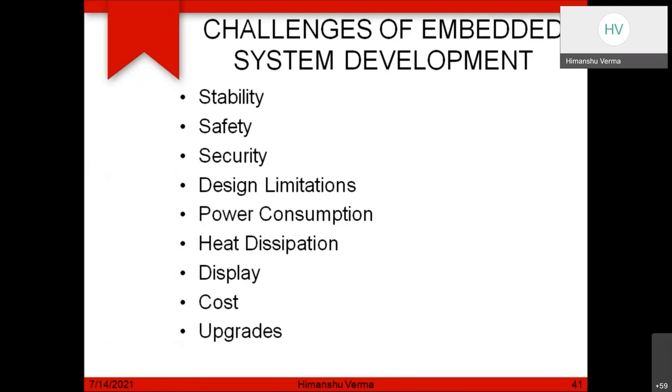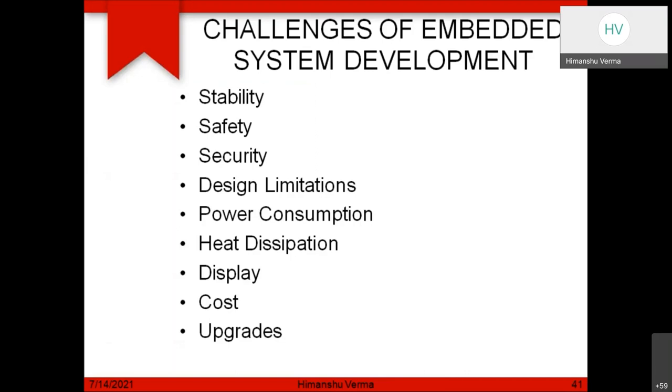For example, and I'm not talking about embedded systems, just a daily life example, everybody wants a mobile phone which has a large battery, large display, a large amount of RAM and large processing power, a lot of features in it, but at a very cheap price, right? So the cost is also a factor.